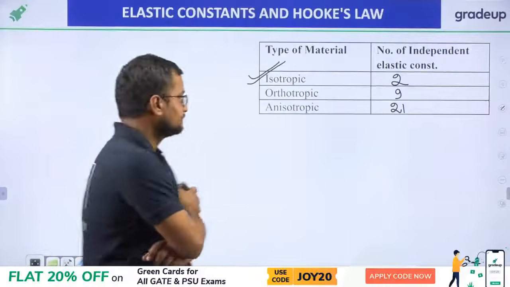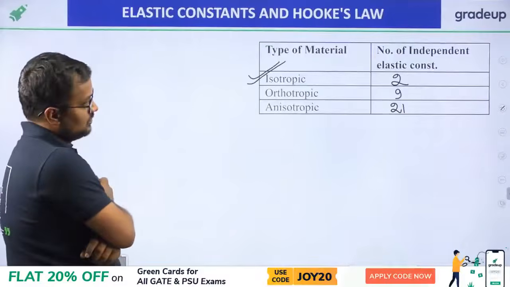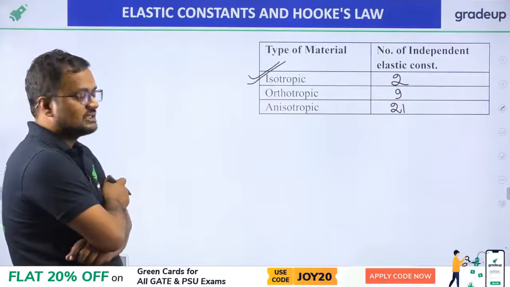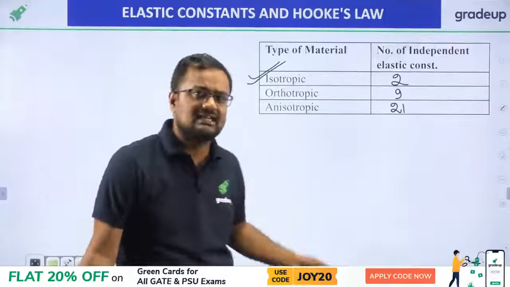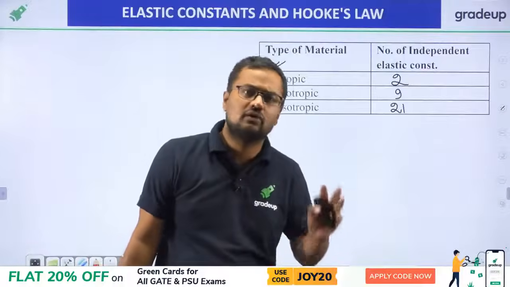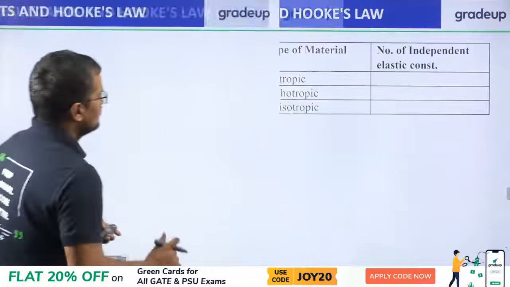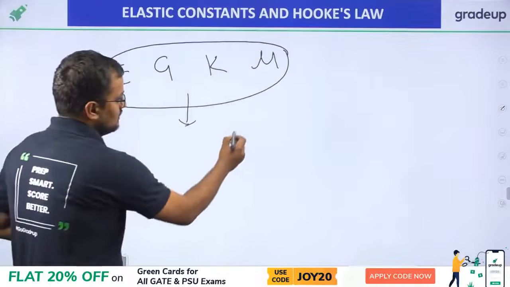My friend, see, what is orthotropic material, what is anisotropic material, what is isotropic, what is homogeneous. I am dealing with all 4. See, what is isotropic material, my friend?